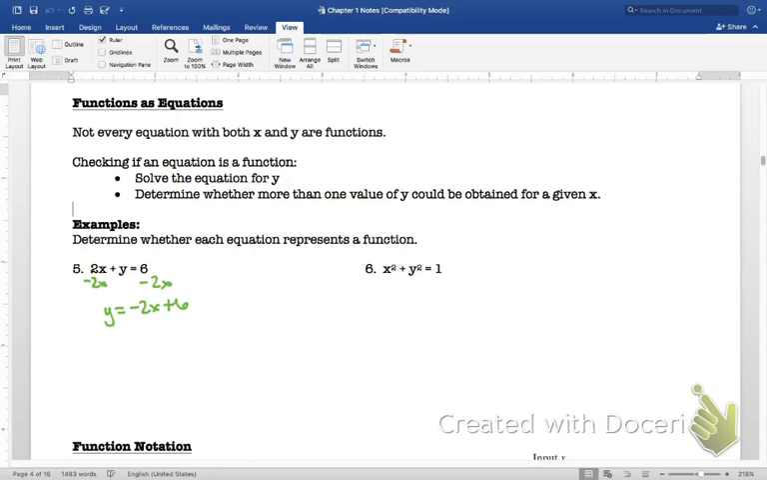Whereas, just looking at it, do you think 6 is a function? Rachel, you're shaking your head no. Why no?